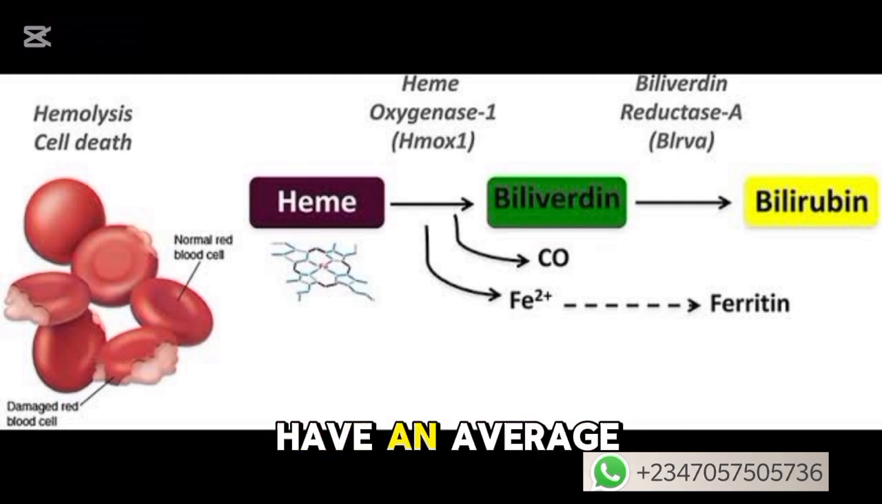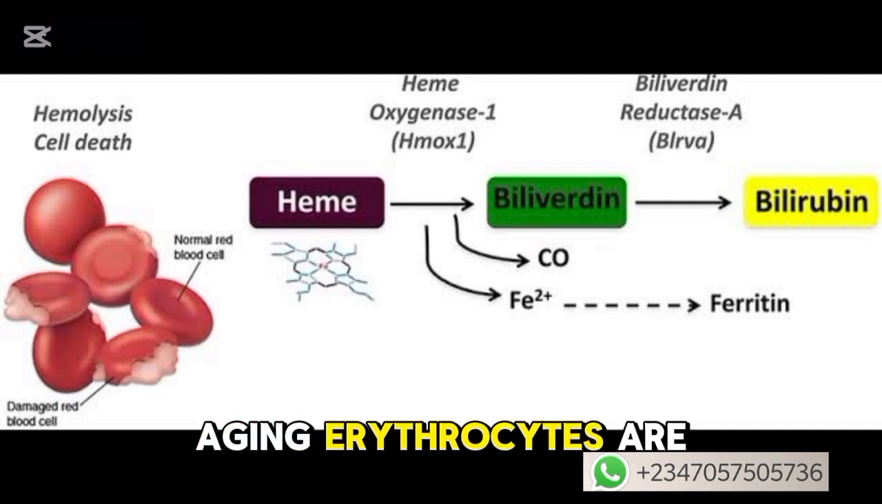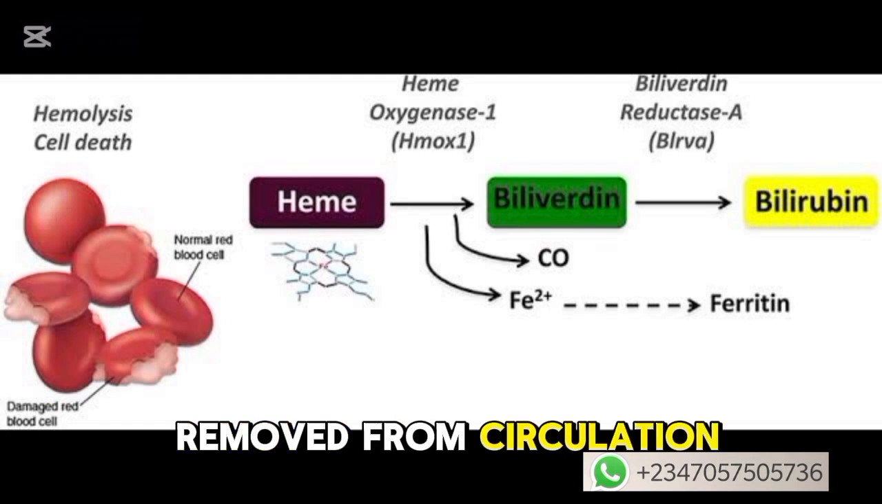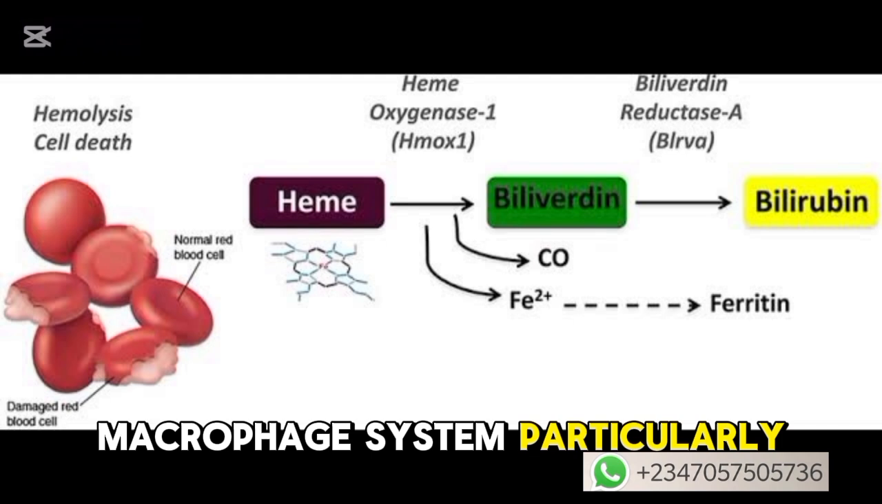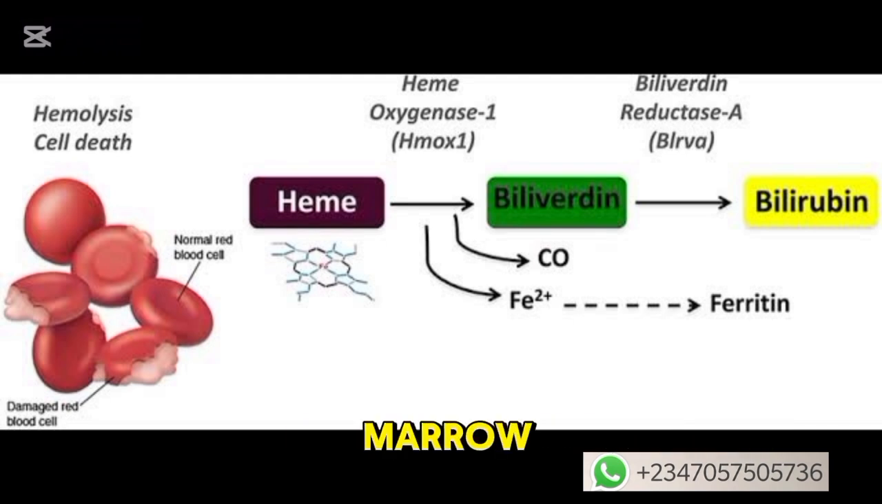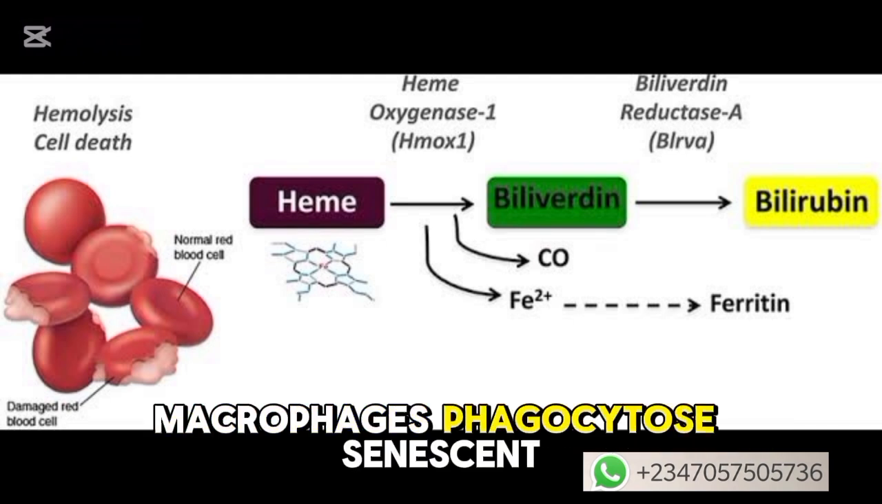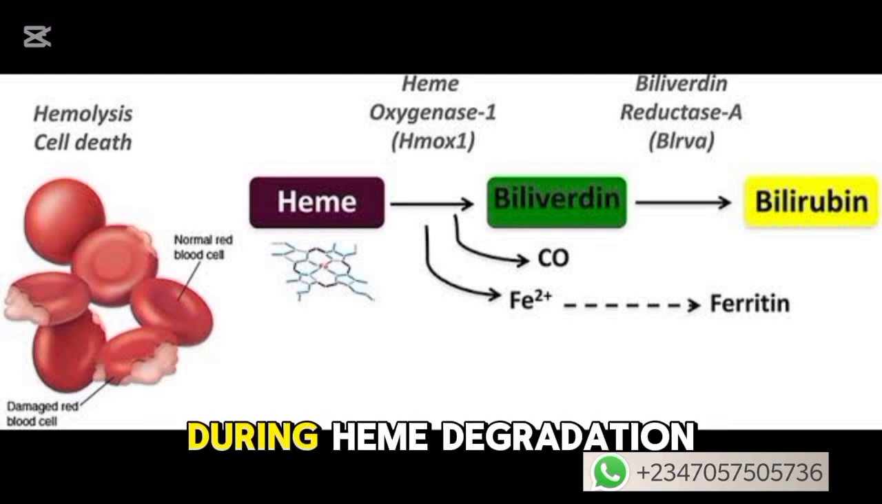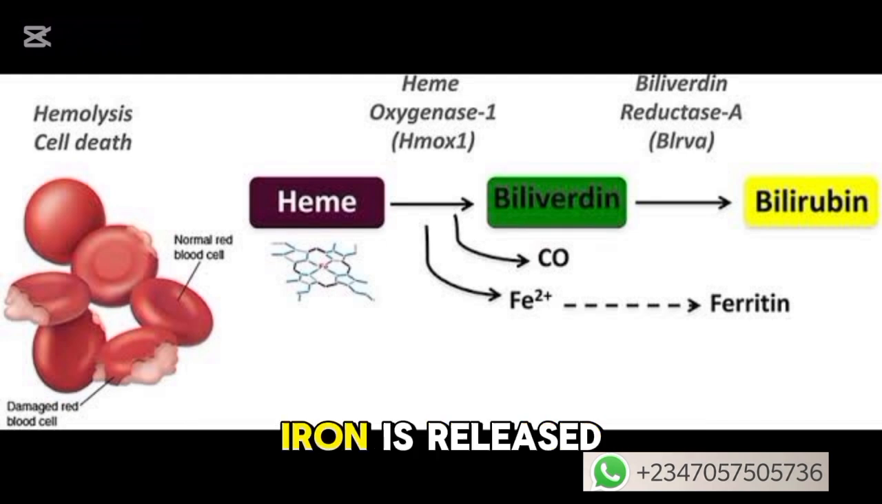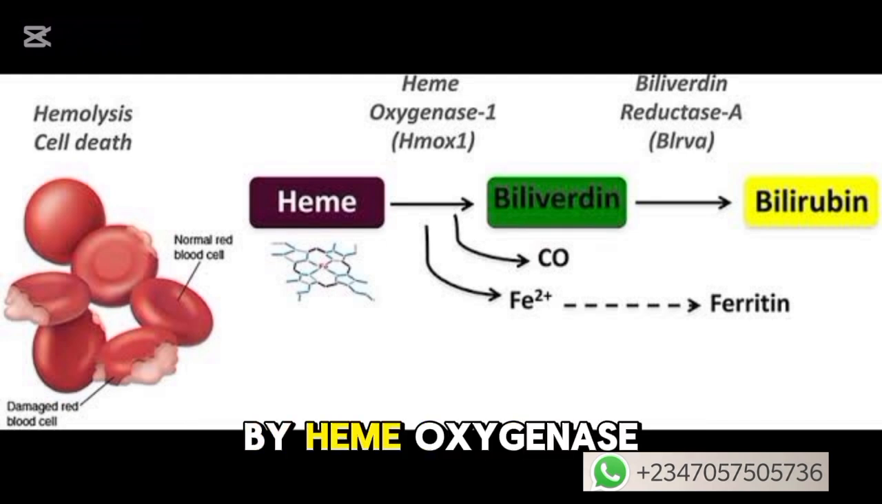Red blood cells have an average lifespan of 120 days. Aging erythrocytes are removed from circulation by macrophages of the monocyte macrophage system, particularly in the spleen, liver, and bone marrow. Macrophages phagocytose senescent red cells and degrade hemoglobin within lysosomes. During heme degradation, iron is released from the porphyrin ring by heme oxygenase.